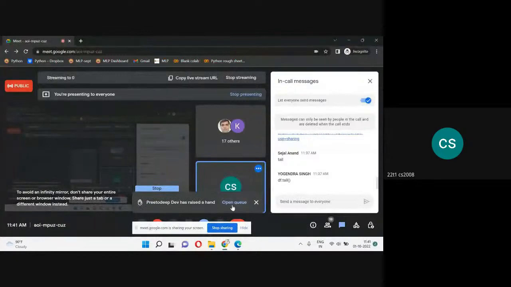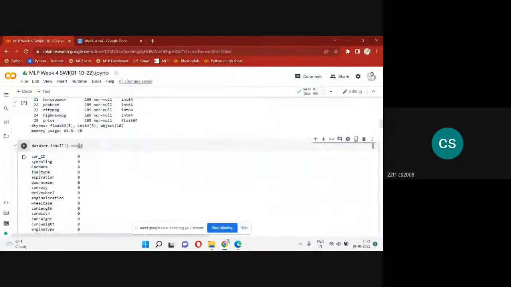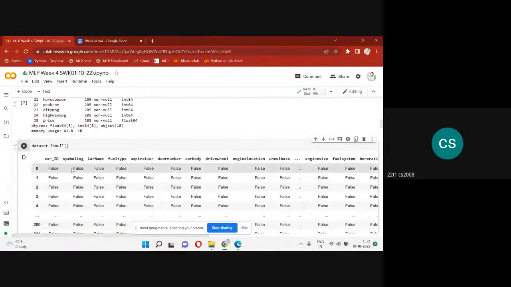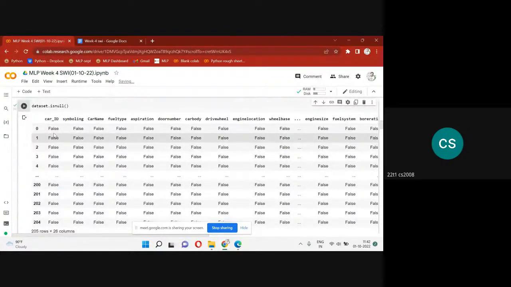Sir, what is the difference between dataset.isnull and dataset.isnull.sum? If you use dataset.isnull, it will return boolean values, true or false, something like this. If we apply dot sum after it, it will count how many trues are there in each column. So it will return that.